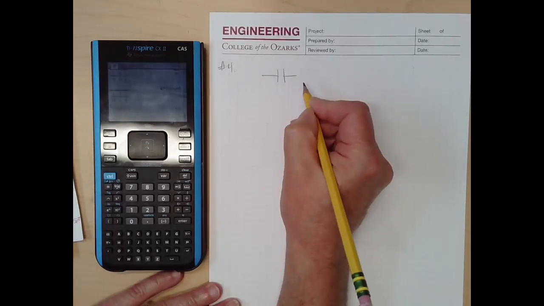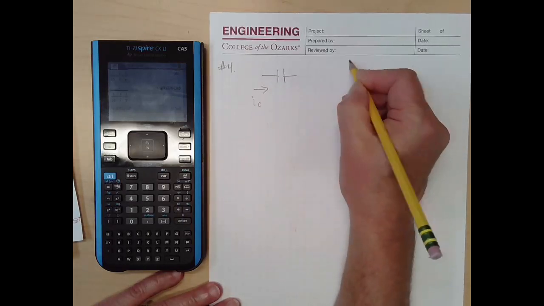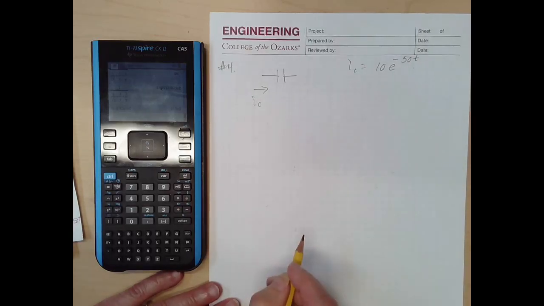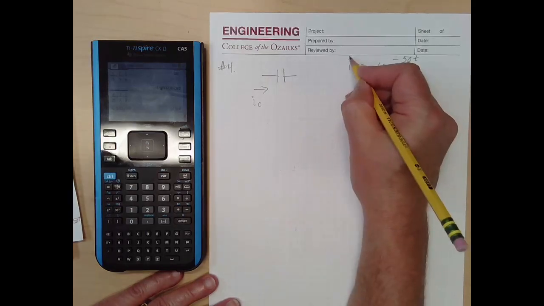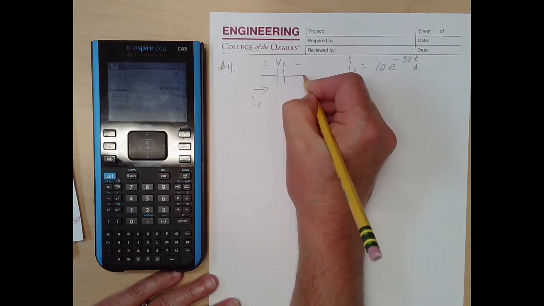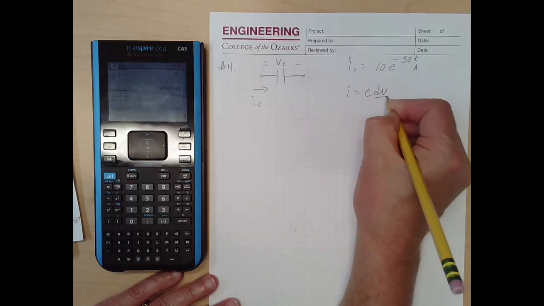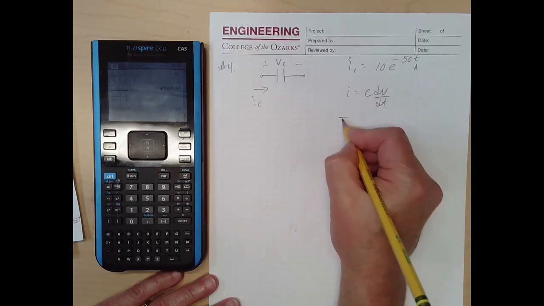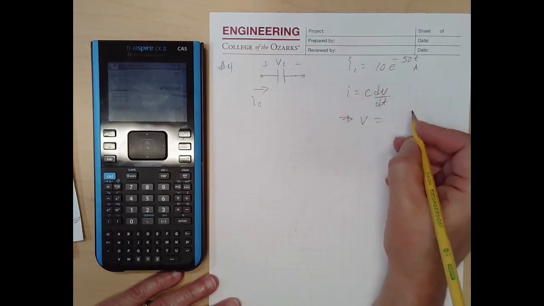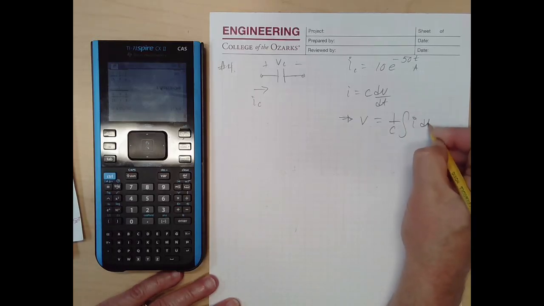Number 4, if we have a capacitor, and let's say we know the current is, just like we had for the inductor, 10 e to the negative 50t, and we want to know the voltage across the capacitor for that current. Right, so I is C dV/dt, the defining equation for a capacitor. So what does that tell us about the voltage? If we want to solve for the voltage, divide through by C, so 1 over C, the integral of I dt.